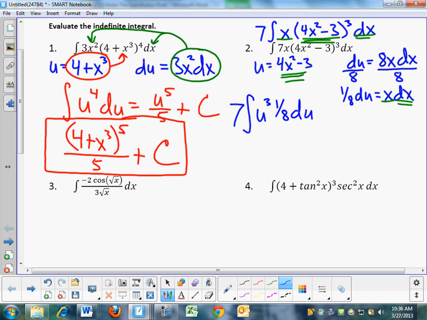Does that 1/8 bother you? It should. Where should you move it? Just move it out front. So this would be the same as the integral of 7/8 u to the third du. So again, all I'm doing right now is just playing with the constants. Now I have an integral of u to the third. Is that easy? Yeah, that's easy. What's the antiderivative of u to the third? U to the fourth over 4 plus c.